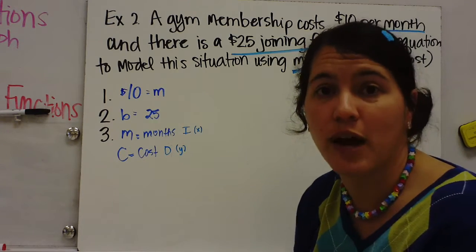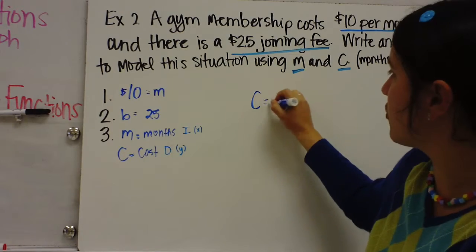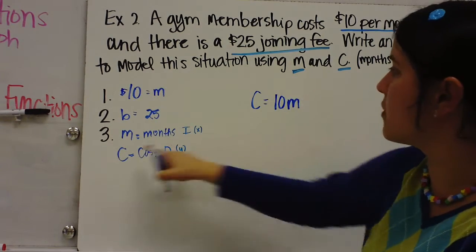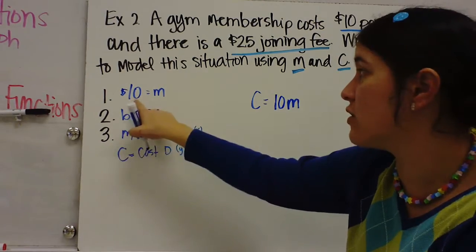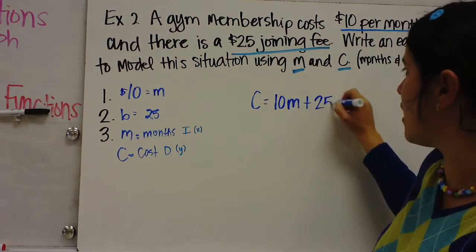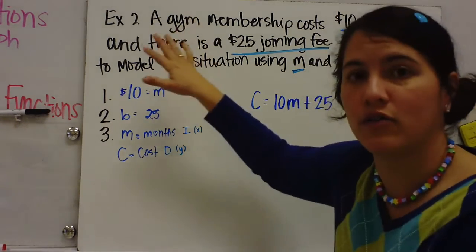Now we put it into our equation. So C, the total cost, equals $10 per month, remember because it's months, so $10 per month plus the $25 joining fee. And that would be your linear equation to model this situation.